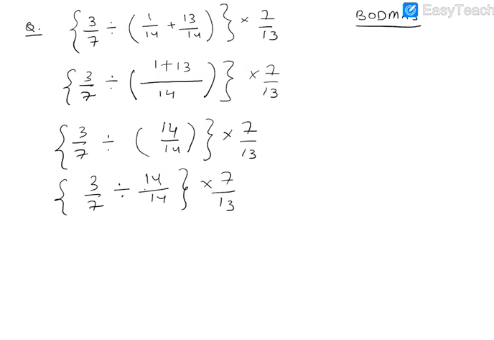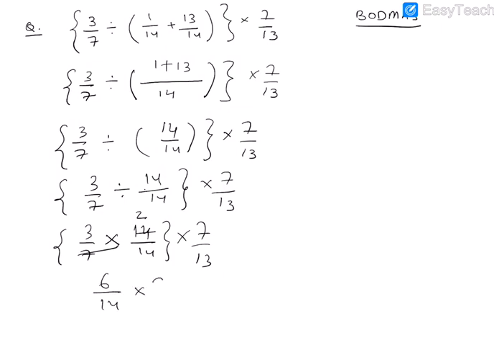Now we'll solve this curly bracket. 3 by 7 into the reciprocal of 14 upon 14, which will become 14 upon 14 only, into 7 upon 13. So 7 twos are 14, and 2 threes are 6 upon 14 into 7 upon 13. So we can write 3 upon 13. This is your answer, 3 upon 13.